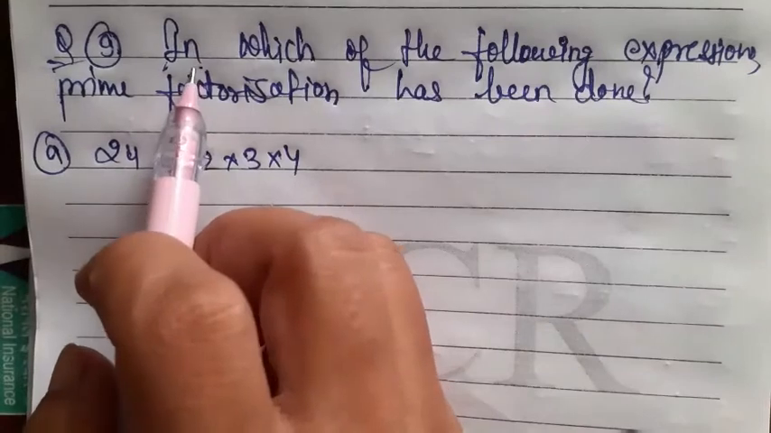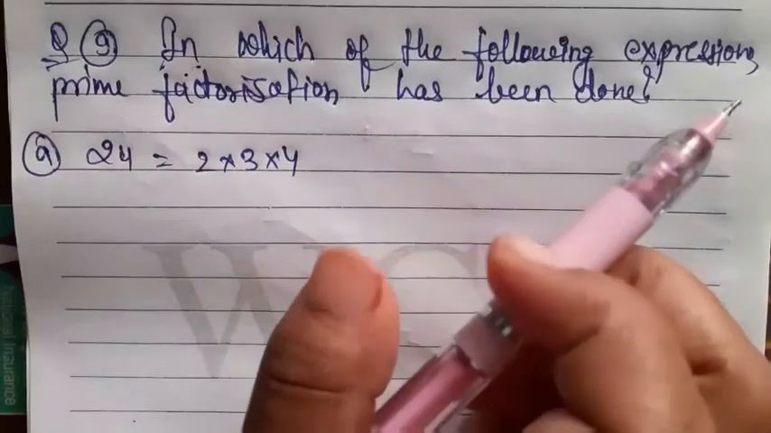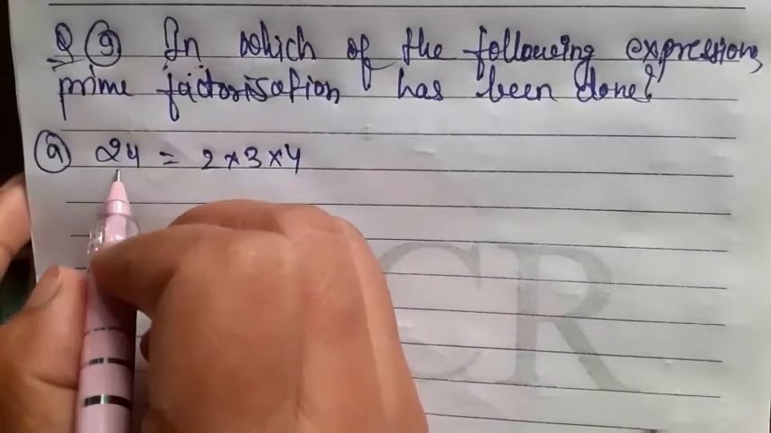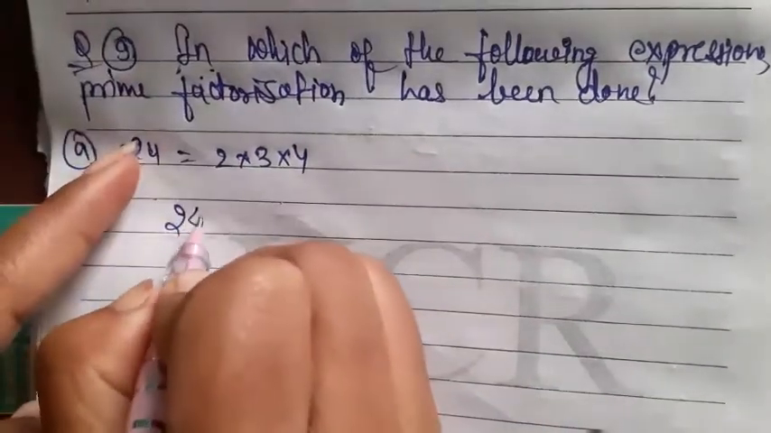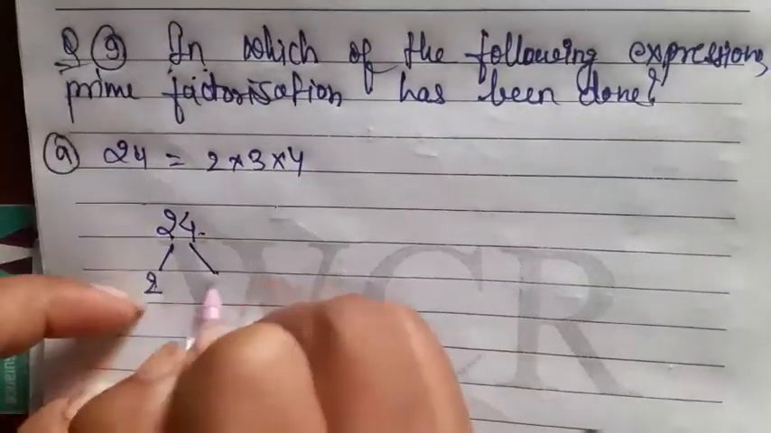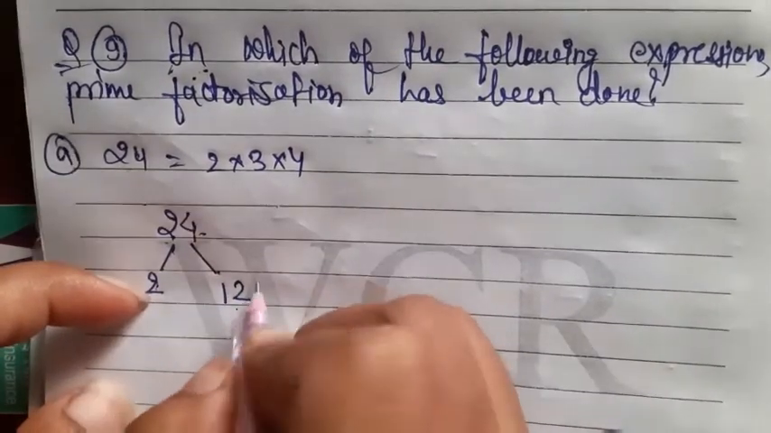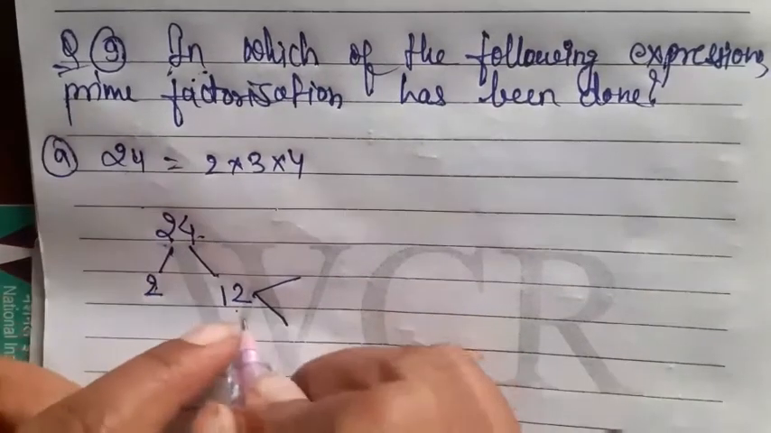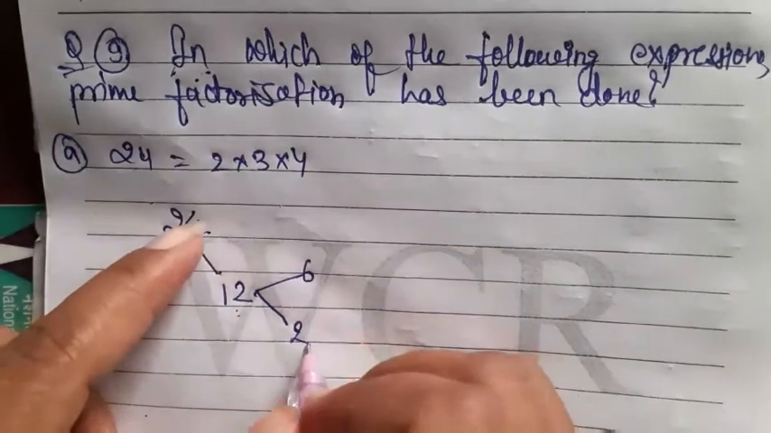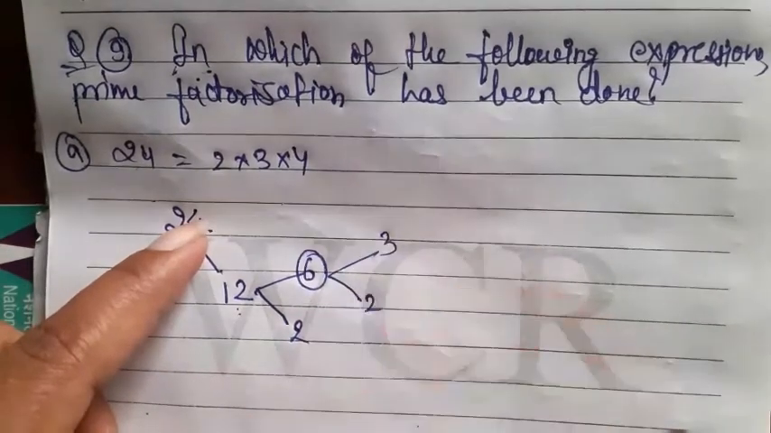Now question number 9. In which of the following expressions has prime factorization been done? So here first is 24. So first we check the prime factors of 24. This value is divisible by 2. So 2 times 1 is 2 and 2 times 2 is 4. Now the factor of 12: 2 times 6 is 12, and next we divide this value. So 2 times 3 is 6.